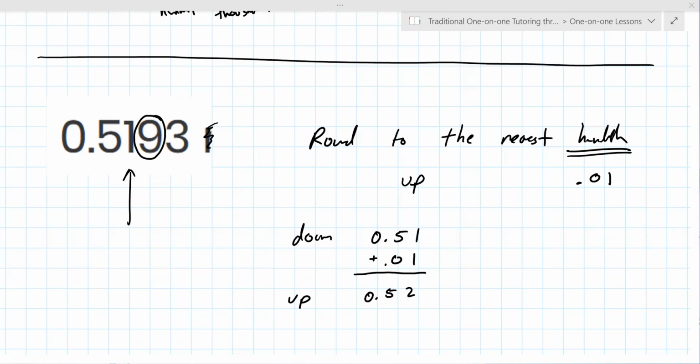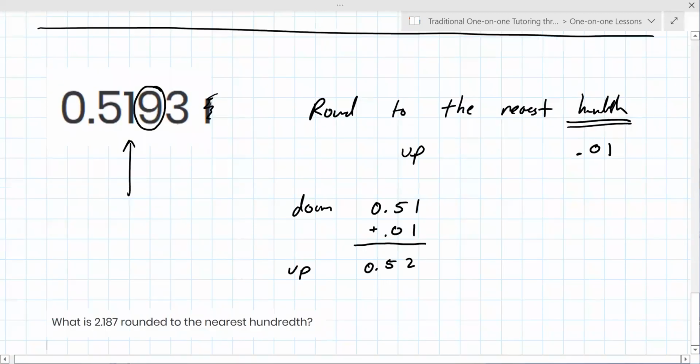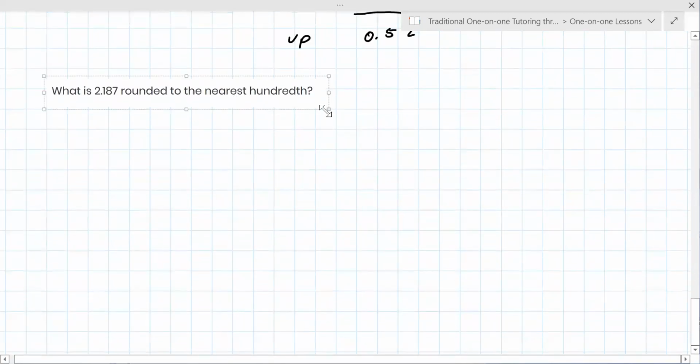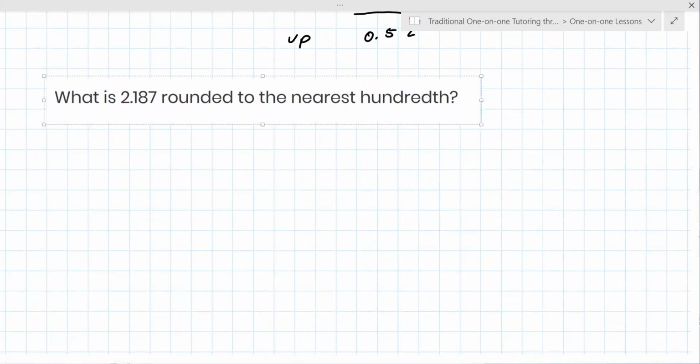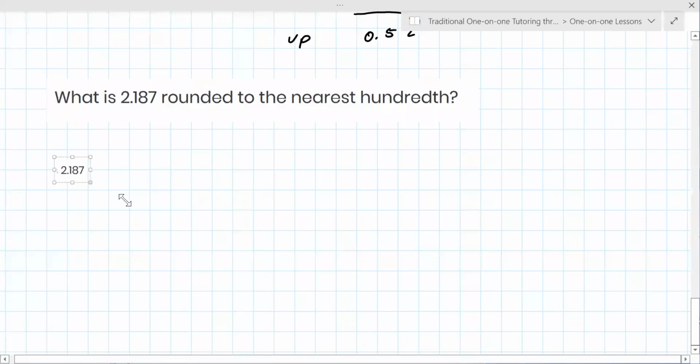Yeah, here we go. That's a good one for us to look at. It's another hundredth problem. Okay, here you go. 2.187 to the nearest hundredth. Which digit is in the hundredths position? 8. Yes. So the 8's in the hundredths position. Does the 7 cause it to round up or down? It rounds up.